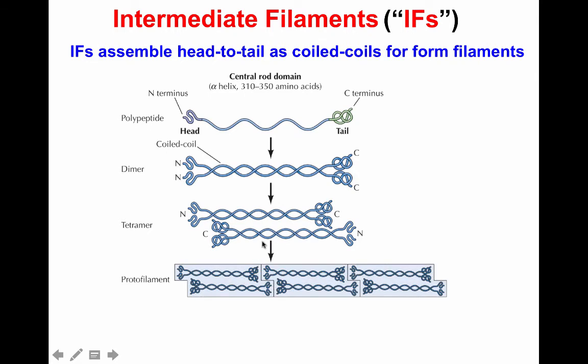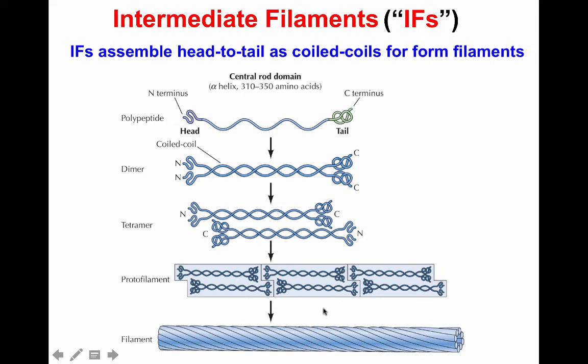And then these tetramers start aligning head to tail, as is shown here, to form what is called a protofilament. These protofilaments then start aligning alongside each other, and as they're aligning alongside each other, they also sort of wrap around, forming this almost cable-like structure that represents the intermediate filament. So that's basically it in terms of how these things are assembled to form the long filaments within cells.